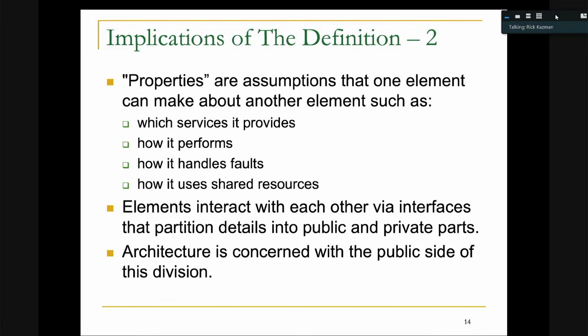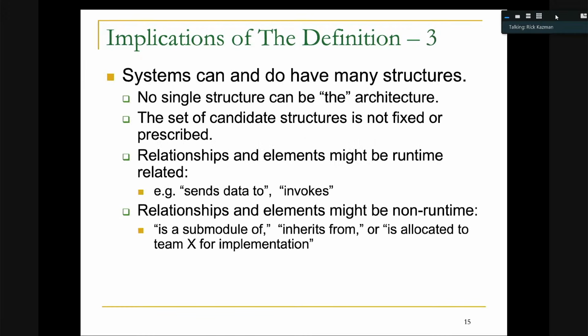So when we talk about the elements of a system, each element has an interface, and that's more than just an API, right? It's all of the stuff that's on the public side of this public-private partition, all of the stuff that you need to know about that element to reason about it without having to know how it's implemented or all the details of its implementation. So architecture is concerned with the public side of that public-private division that is mediated by the interface. And again, by interface, I mean much more than just API.